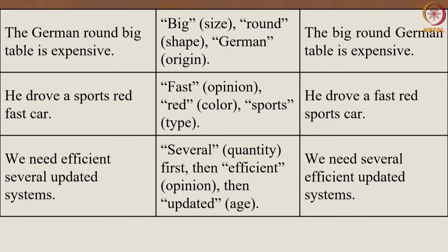Next one, we need efficient, several updated systems. Why is it incorrect? Because several denotes quantity first, then efficient is an opinion, and then we need the age, updated. So the correct version would be, we need several efficient updated systems.